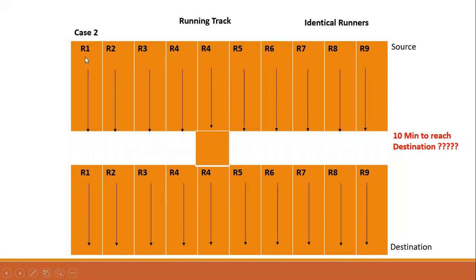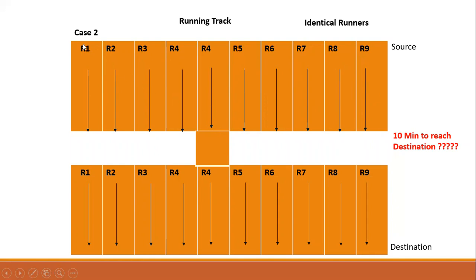I'll repeat again. Runner one and all the runners can run in their dedicated track until this point. Once they reach this point, beyond this there is no dedicated track. Only one runner can run in the tunnel at a time; that's how these tracks are designed. So what happens when all nine runners are running here and approximately reach this point at the same time? There may be a difference in microseconds, though they are identical, like our threads.